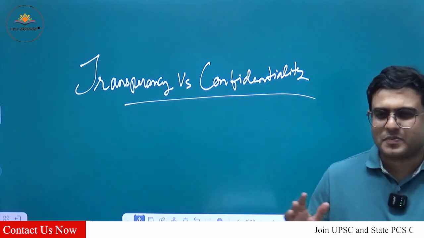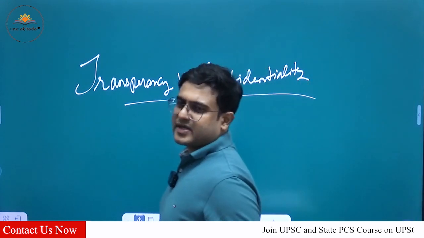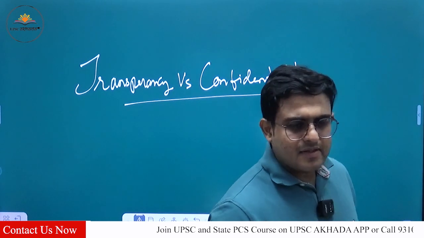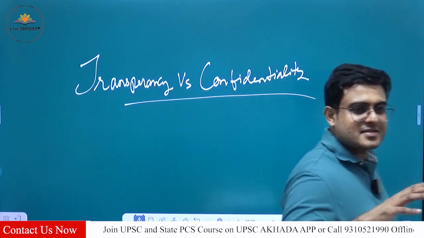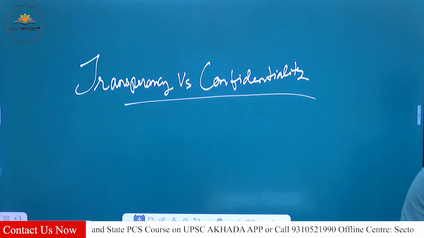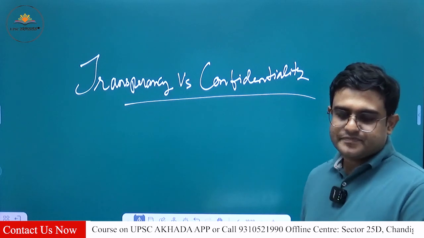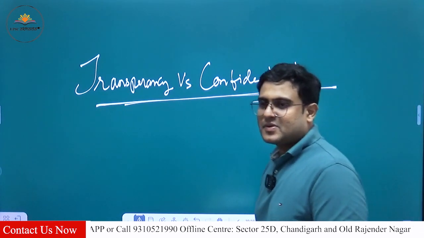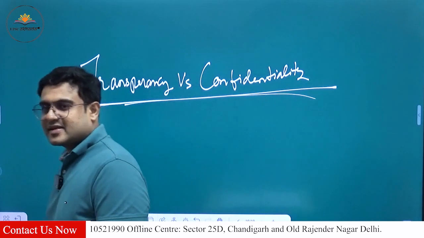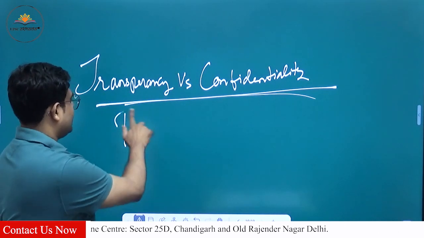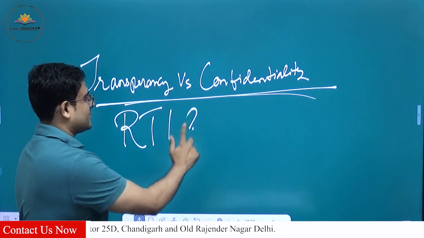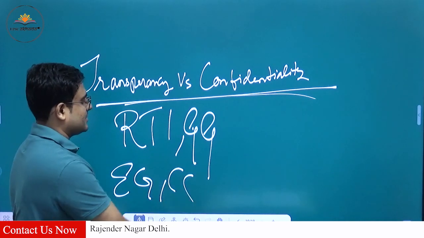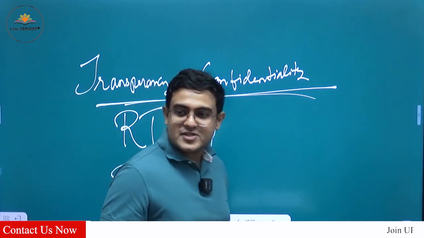Transparent means open: how the rules are made, how decisions are made, and on what basis decisions are made. That should be transparent, open. Confidentiality is keeping things confidential, not open to everyone. So this also comes at loggerheads. How? Good governance, RTI, ethical governance, citizen charter, all call for transparency.